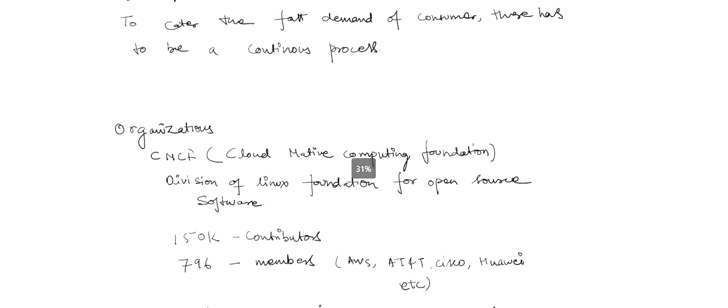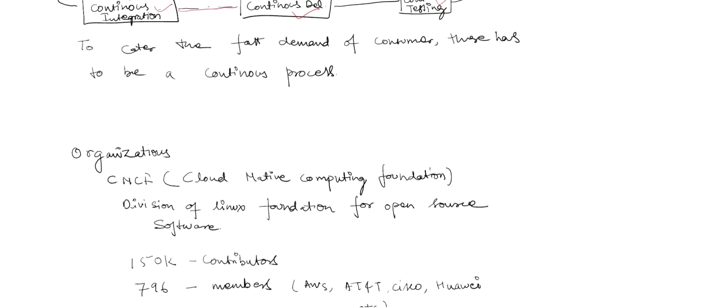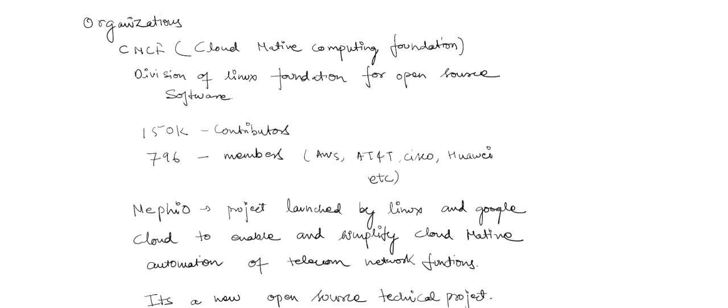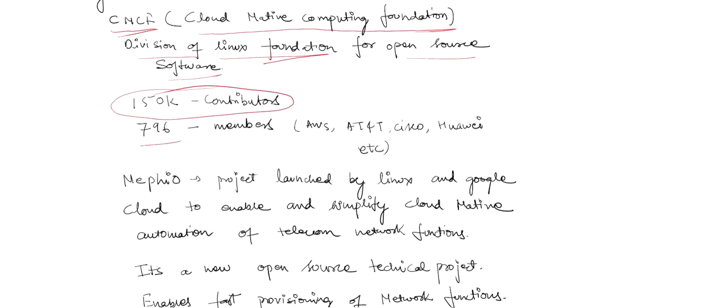Now these are a few important features for cloud, and then there are two organizations which are helping to develop these cloud functions. One is CNCF, the Cloud Native Computing Foundation. It's a division of the Linux Foundation for open source software. There are approximately 150k contributors in this, and 796 members.